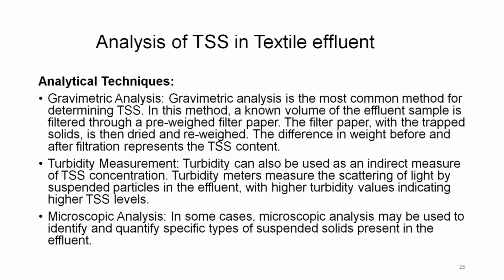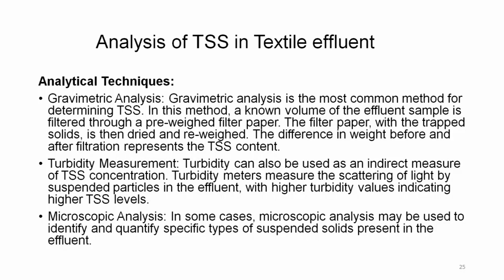Analytical method: gravimetric analysis. Gravimetric analysis is the most common method for determining TSS. In this method, a known volume of the effluent sample is filtered through a pre-weighed filter paper. So, first the filter paper is weighed, then the sample is filtered, and then the filter paper is dried and weighed again. The difference in weight before and after filtration represents the total suspended solids content.